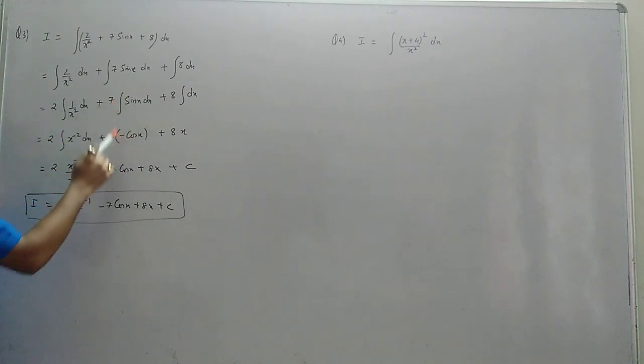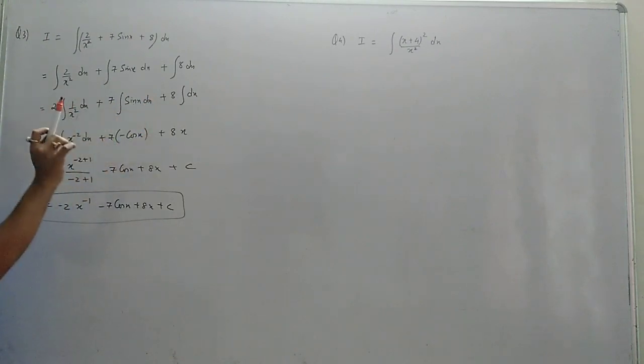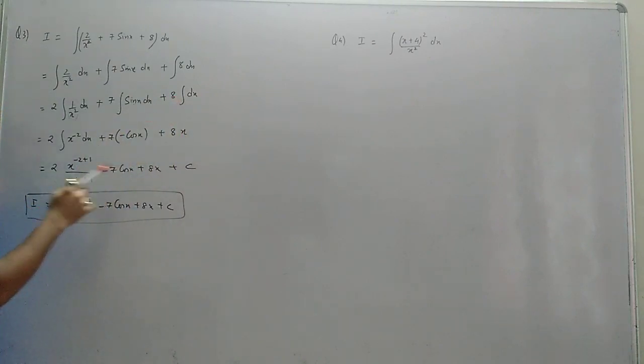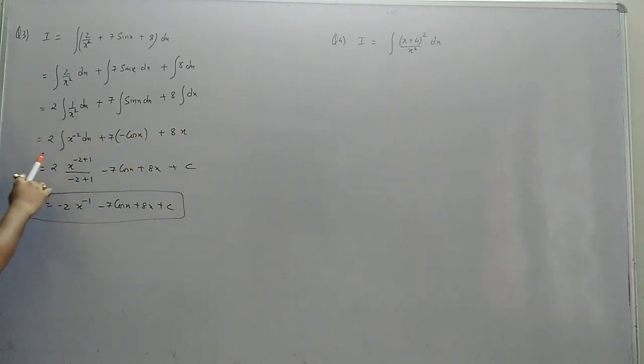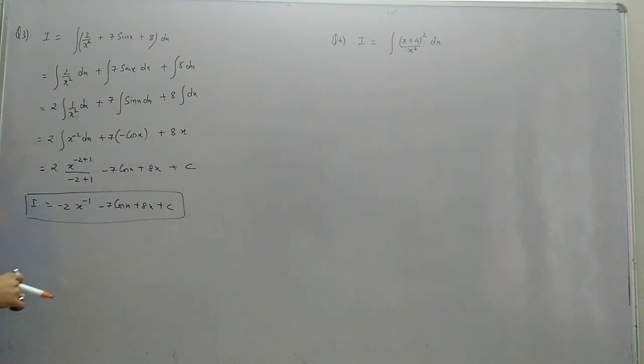Integration of sin dx is minus cos x. We are applying the formula. That's why integration is gone, dx is gone. Plus 8. Integration dx is x. We are applying the formula. Okay. Now, why am I not writing plus c here? Because all the integrations are not over. Still we are left with one integration. So when all the integrations are gone, then you add plus c. Then here we are applying the formula integration x to the power n is x to the power n plus 1 by n plus 1.